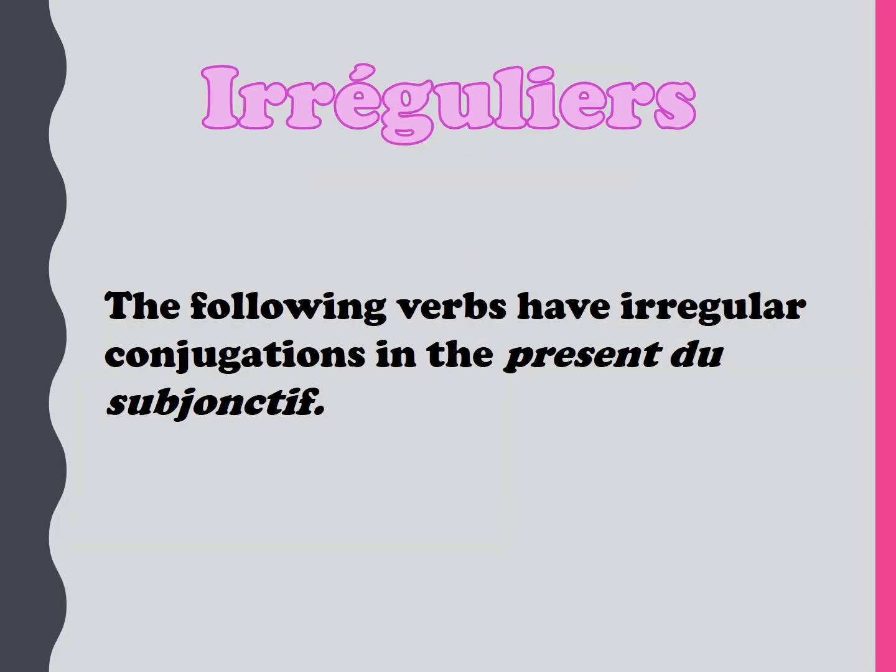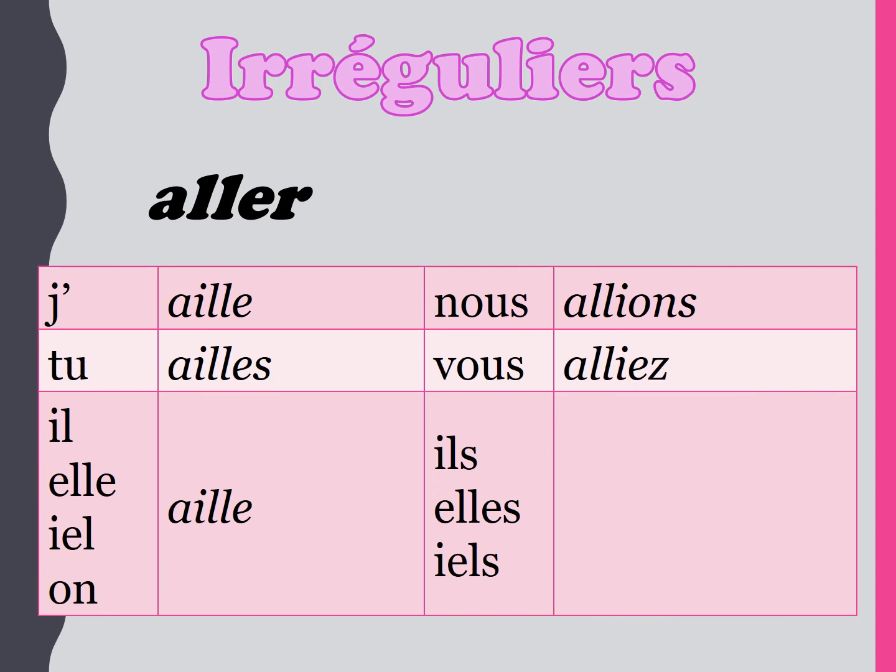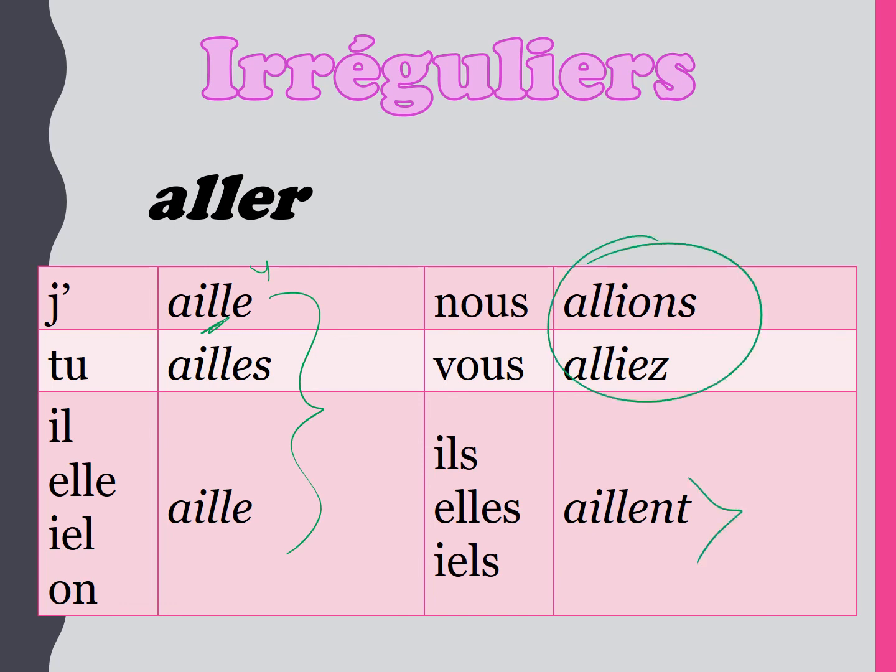The following verbs have irregular conjugations, and there are a few, not many, but a few. Aller. J'aille, tu ailles, il, elle, on aille, nous allions, vous alliez, ils, elles aillent. You are going to pronounce this double L as a y in the je, tu, il, elle, ils, elles forms. But for the nous and vous forms, it would be an L, like aller. Nous allions, vous alliez.